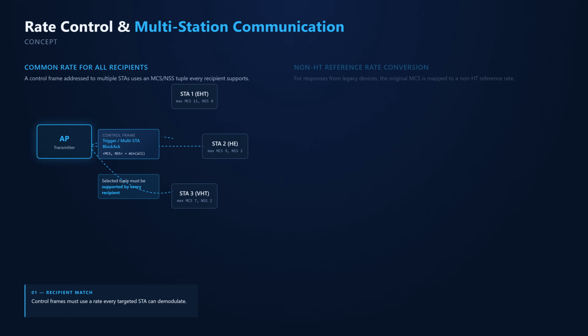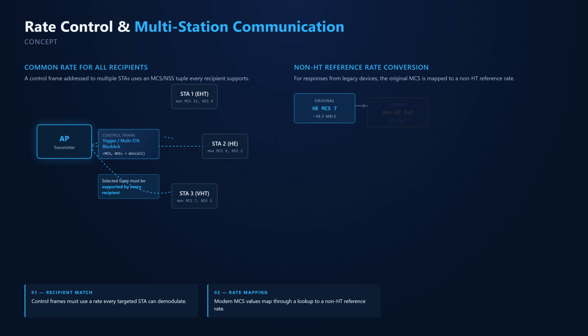However, a problem arises when we have a mix of modern high-speed devices and older legacy devices. A high-speed frame might be sent using advanced techniques that an older device simply cannot understand. To bridge this gap and maintain connectivity, the system uses a process called rate conversion.